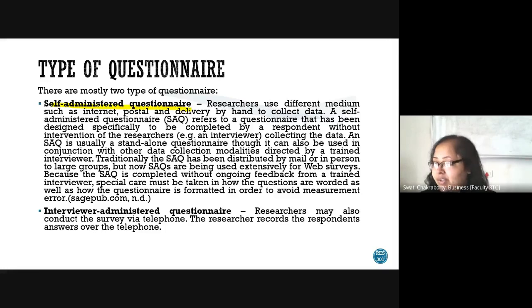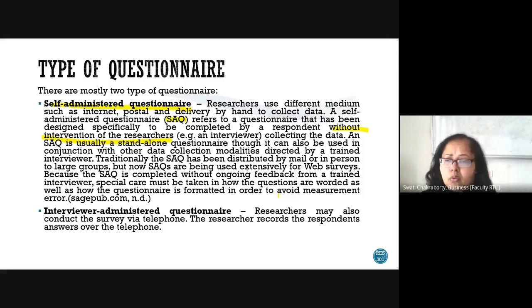One is the self-administered questionnaire, where researchers use different media such as internet, postal, or delivery by hand to collect data. That's a self-administered questionnaire, that is SAQ. It refers to a questionnaire that has been designed specifically to be completed by a respondent without the intervention of the researcher. This is very important, right? When they are collecting the data.